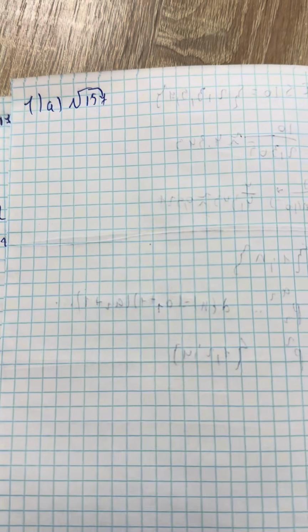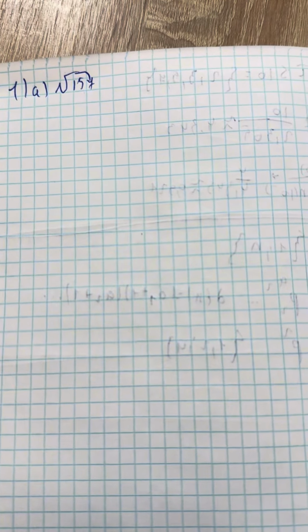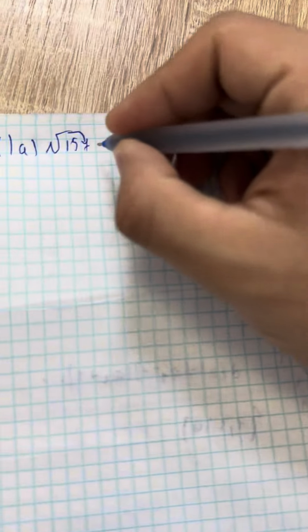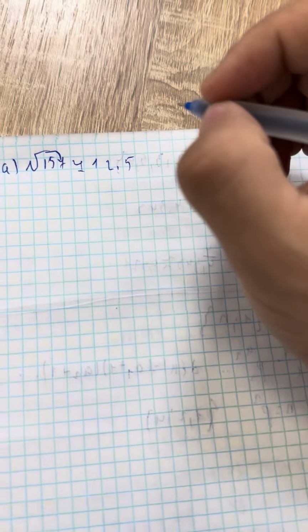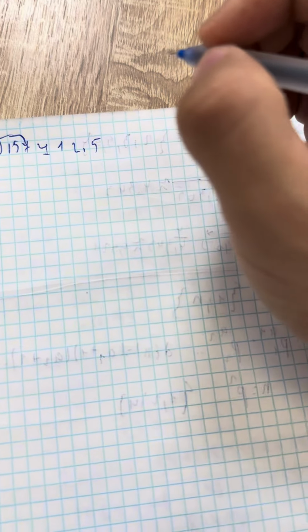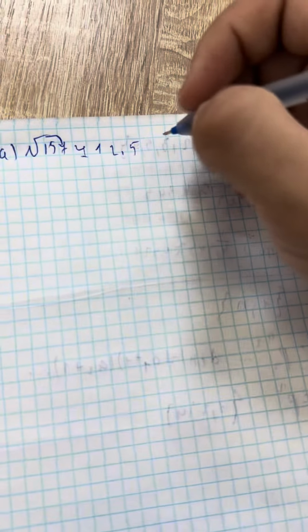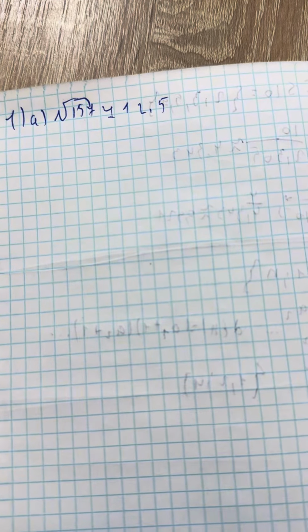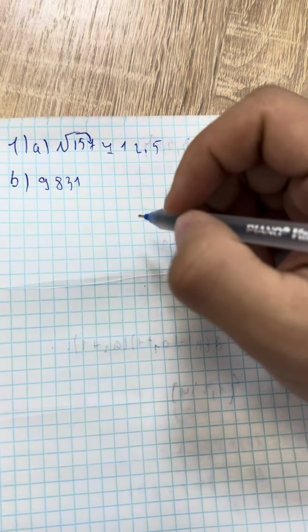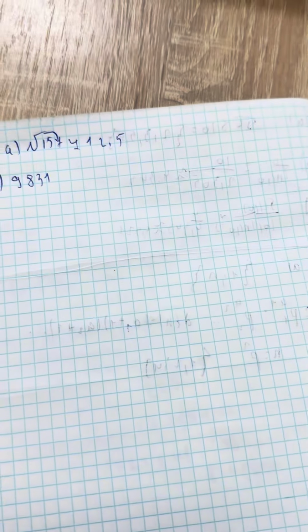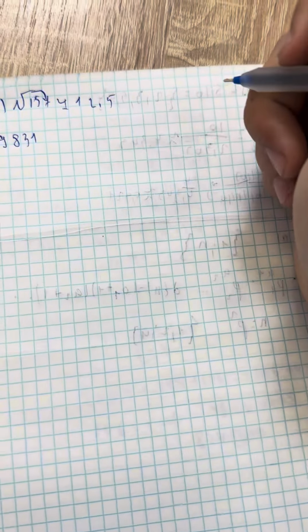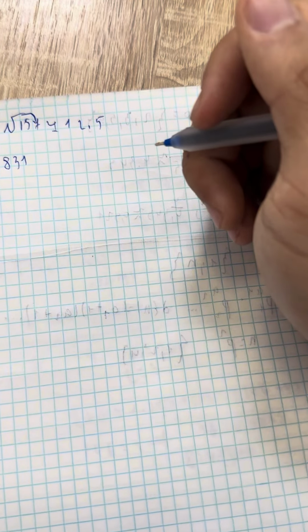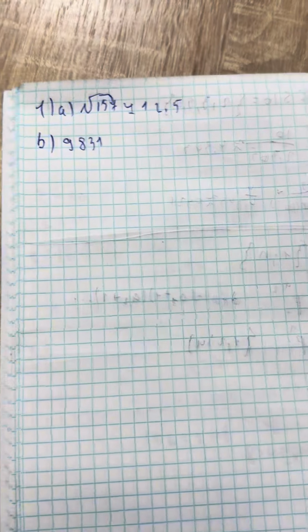Check 157. We test primes up to its square root, which is about 12 and a half. It's not even, the digit sum is 13, which is not divisible by 3, and it doesn't end in 5. Long division by 7 and 11 leaves remainders, so 157 is prime. Next, 9,831: we use the divisibility rule for 3. The sum of digits is 21, and since 21 is divisible by 3, the whole number is divisible by 3, therefore this number is composite.